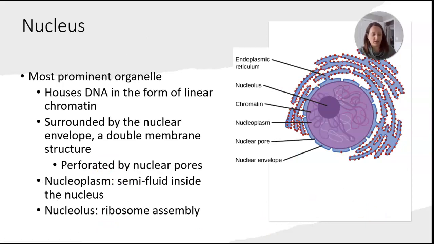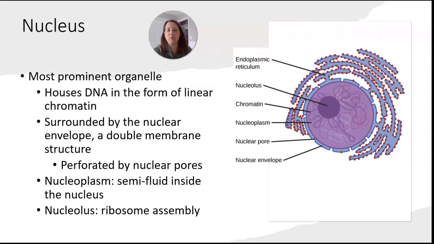Okay, let's go to the very center now and work our way out. So the most prominent organelle, which again is usually roughly in the middle of the cell, is going to be the nucleus. And the nucleus is going to house our genetic information, so DNA. And again, DNA in eukaryotic organisms is linear as opposed to circular. Okay? And so if we look here, this purple is the nucleus.